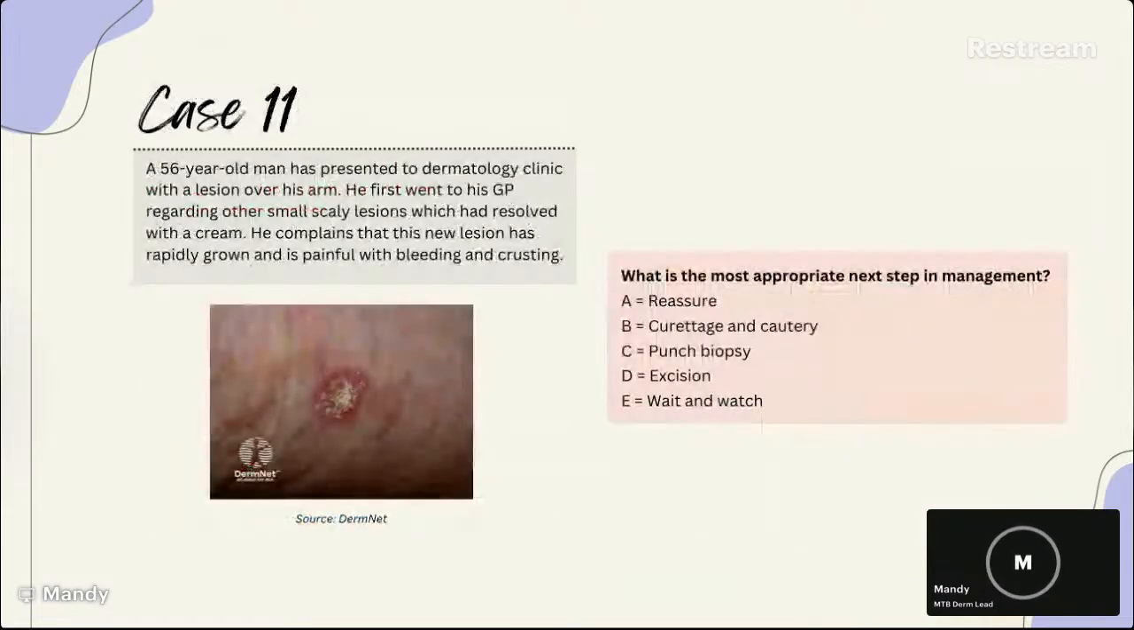Okay, so this is a different case. So this is the BCC case that we saw here, and this would be question 11. So this is a 56-year-old man that's come to dermatology clinic with a lesion over his arm. He first went to his GP regarding other small scaly lesions, which had actually resolved with the cream that the GP had prescribed. And now he complains that this new lesion has rapidly grown and is painful with bleeding and crusting. What is the most appropriate next step in management? Is it A, reassure, B, curettage and cautery, C, punch biopsy, D, excision, or E, watch and wait?